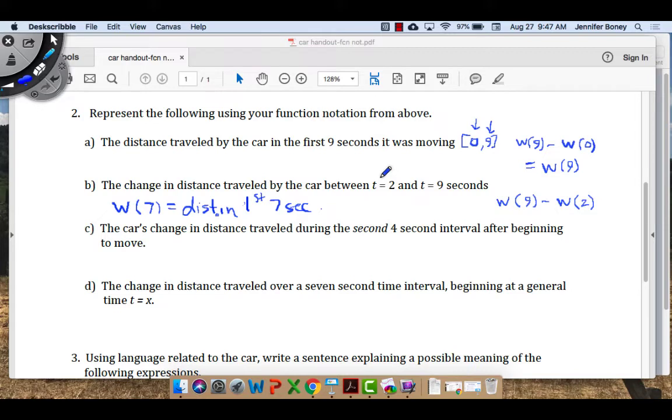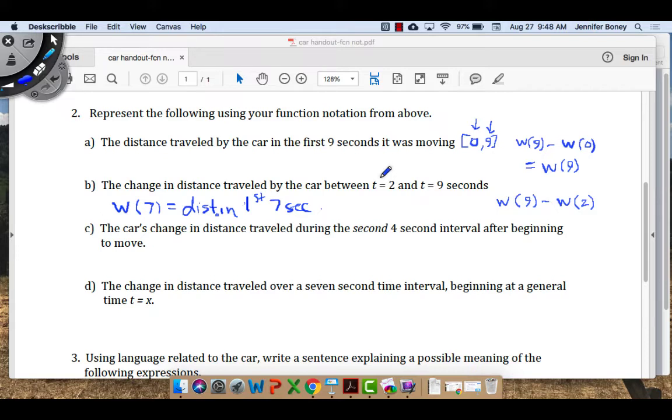All right, so let's talk about C then. C asks you to express the car's change in distance traveled during the second 4-second interval after beginning to move. So what interval would that be? What interval of t values are we talking about there? Yeah, 4 to 8, right. The first 4-second interval would be 0 to 4. The next one would be 4 to 8. So I don't have to jump to 5 or anything. There's time between 4 and 5. Just thinking about the t-axis continuing forward from 0, 0 to 4 is the first 4-second interval.